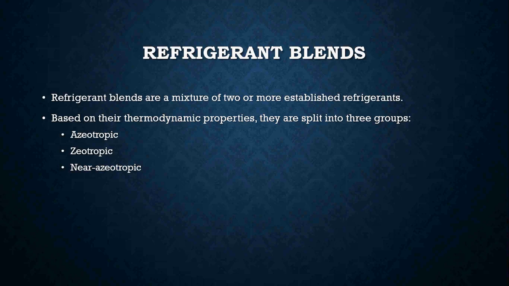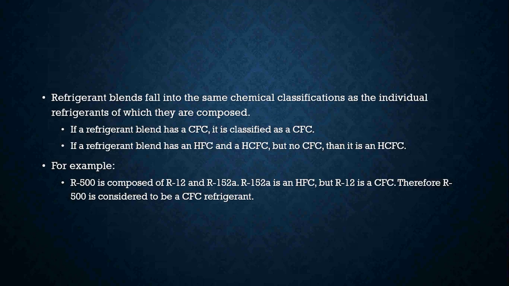So your refrigerant blends, these types of refrigerants are made up of 2 or more established refrigerants. Okay, and you have 3 different groups that they are broken down into based off of their thermodynamic properties. You have your azeotropic, your zeotropic, and near azeotropic type blended refrigerants. Refrigerant blends fall into the same chemical classifications as the individual refrigerants of which they are composed. So if a refrigerant blend has a CFC, it's classified as a CFC. If it has an HFC or an HCFC but no CFC, it's then an HCFC.